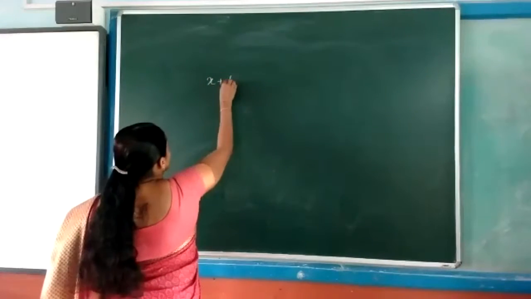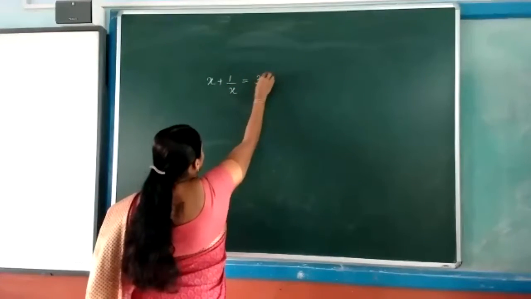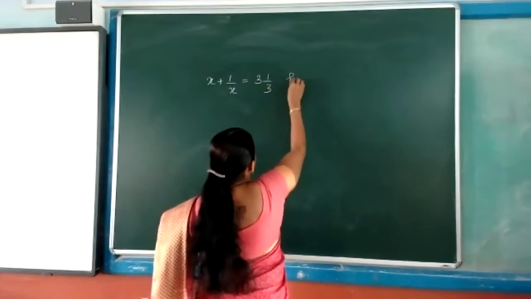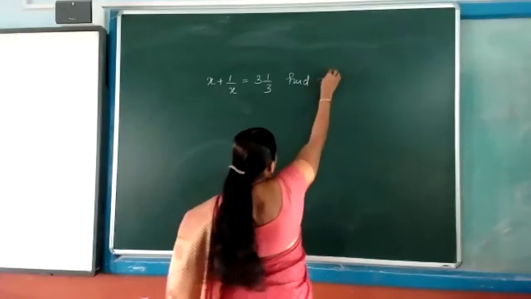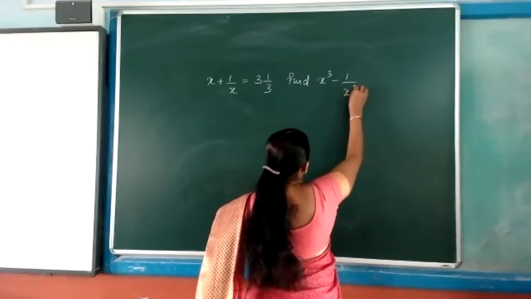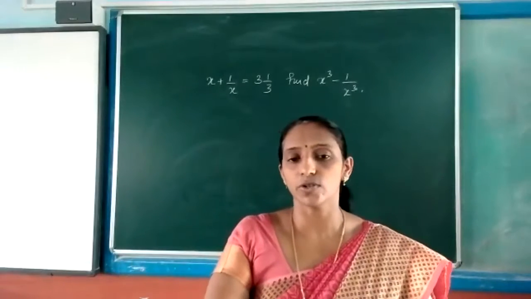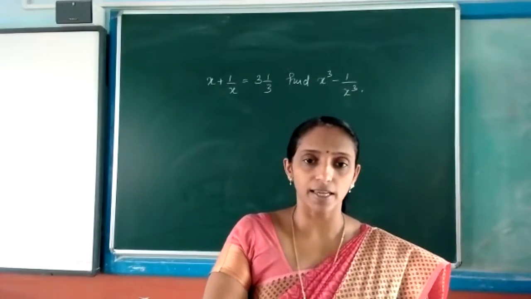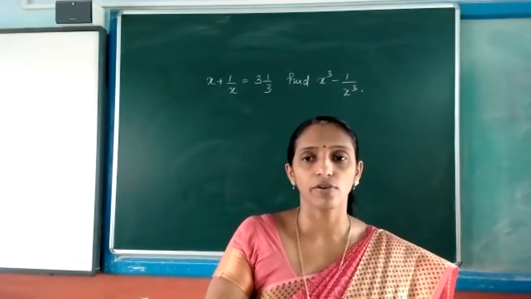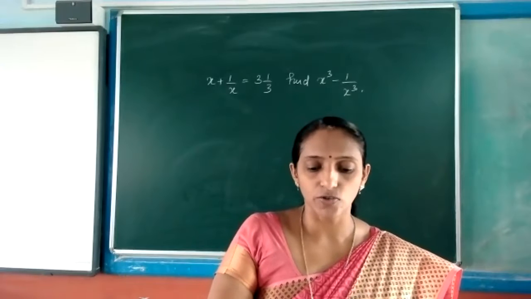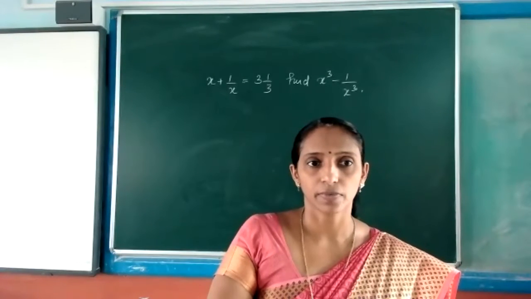If x plus 1 by x is equal to 3 whole 1 by 3, find the value of x cube minus 1 by x cube. Solve this question. x plus 1 by x is equal to 3 whole 1 by 3. Then find the value of x cube minus 1 by x cube. Calculate it.